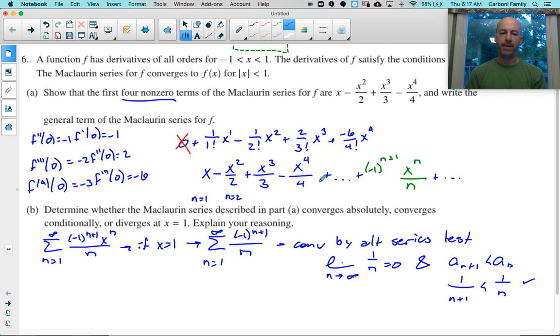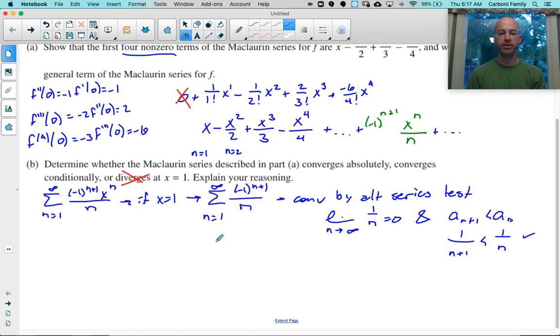Now, absolute convergence means that the absolute value of the series also converges. So I already know this is convergent in some way, so diverges is out of the question. Now the question is, does it converge absolutely? Well, if I take the absolute value of this series, I end up with just your good old harmonic series, which does diverge.